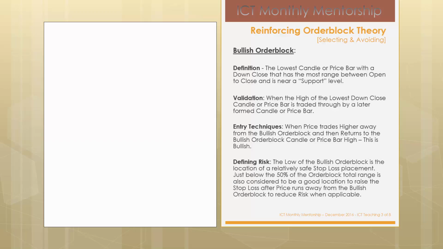Defining risk with bullish order block. The low of the bullish order block is the location of a relatively safe stop loss placement. Just below the 50% of the order block total range is also considered to be a good location to raise the stop loss after price runs away from the bullish order block to reduce risk when applicable.